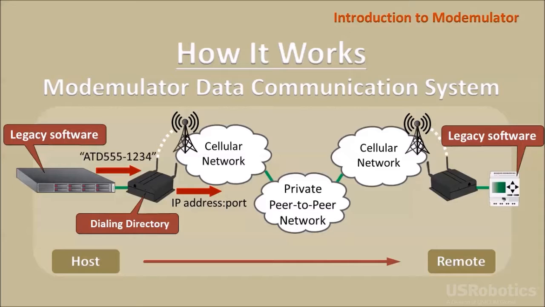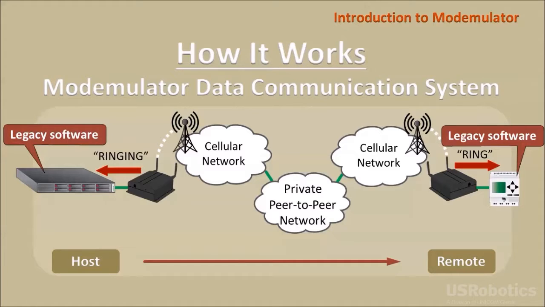Then, if the network is available, the remote Modemulator normally sends a ring indication to the remote processor, just as an analog modem would. The host Modemulator may send a confirmation back to the host software, indicating that the connection is proceeding. If the network isn't available, the host Modemulator will send a busy, or no dial tone, or no carrier message instead, just as an analog modem would.